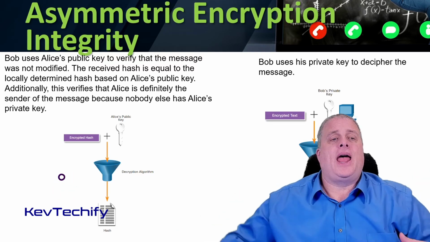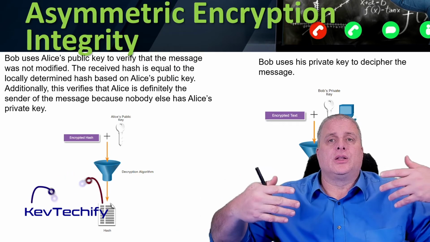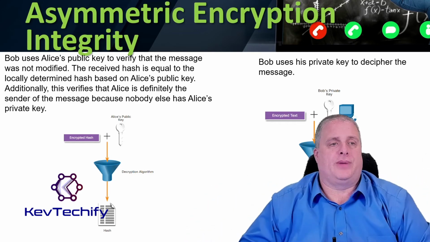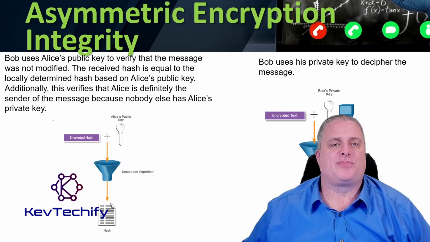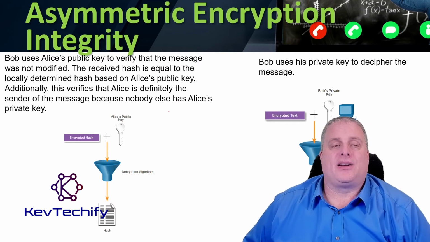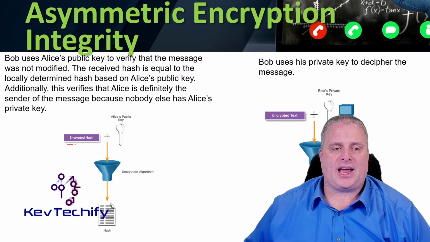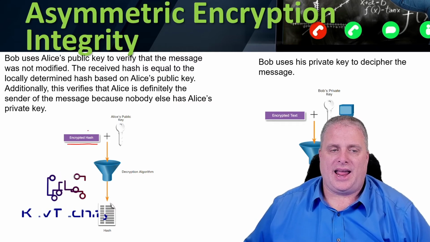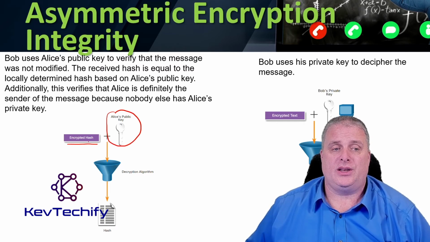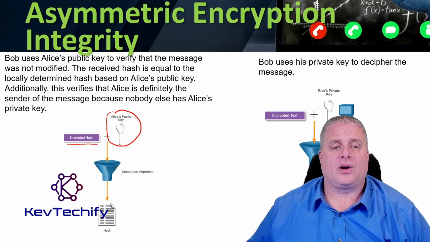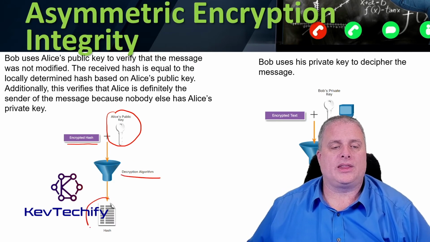Now Bob has to go through and decrypt all of these messages. First thing we're going to do here is Bob uses Alice's public key to verify the message was not modified. So we take that encrypted hash. So that was the hash value of the message. We use Alice's public key because Alice used her private key to encrypt it. So we take that encrypted hash, Alice's public key, run it through our decryption algorithm, and we get the hash.